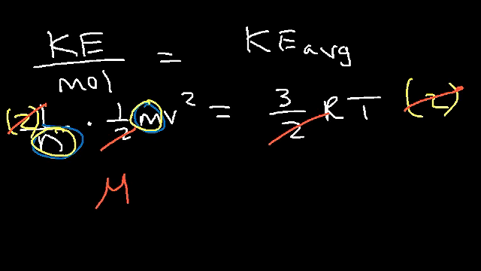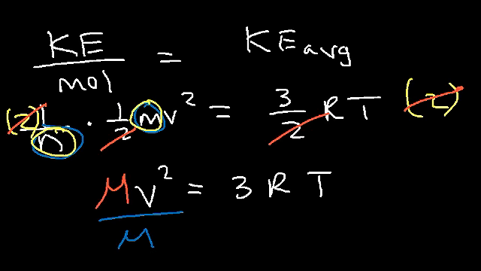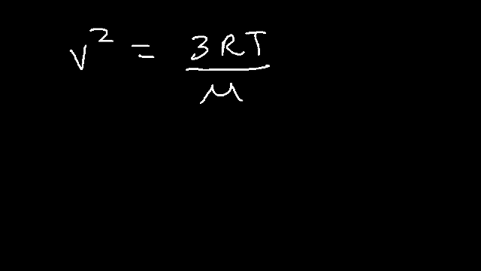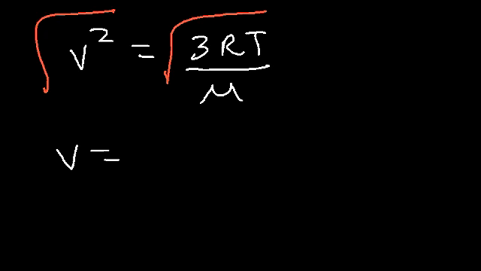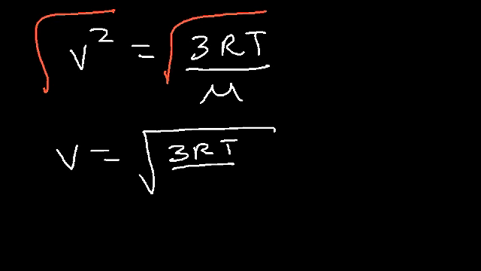So now let's replace m over n with molar mass. So we have molar mass on the left side times the velocity squared, and that's equal to 3 RT. So let's divide both sides by big M. On the left, M is going to cancel, so v squared is equal to 3 RT over M. So if we take the square root of both sides, the velocity, or the root mean square velocity of a gas, is equal to the square root of 3 RT over M.